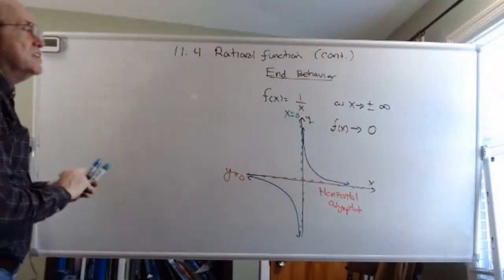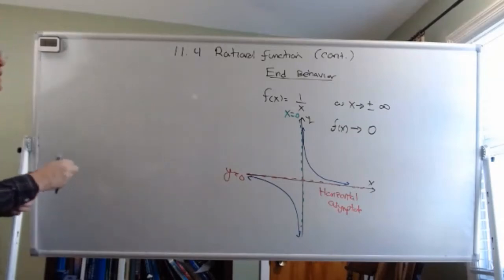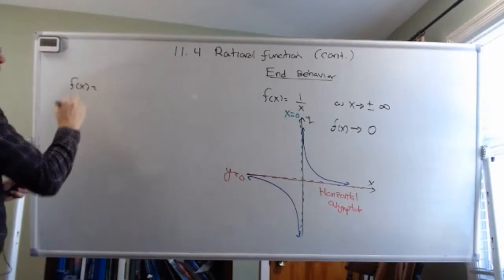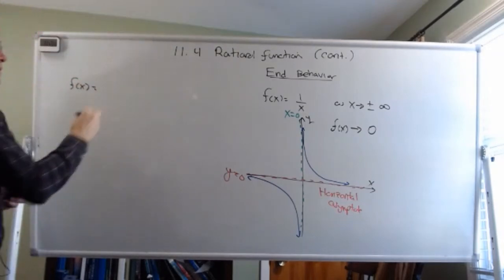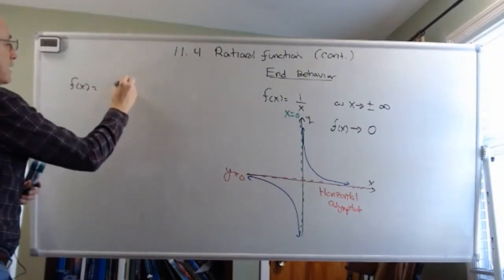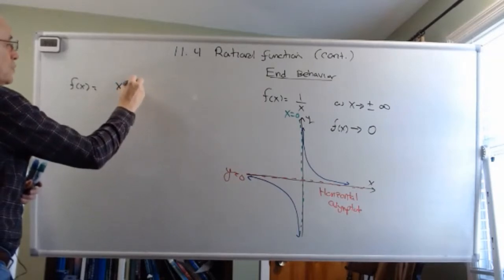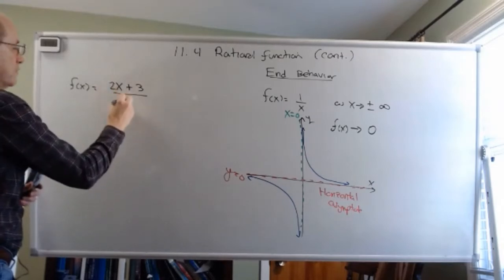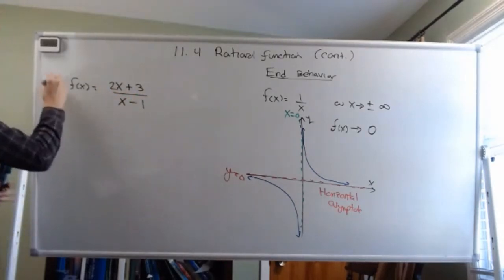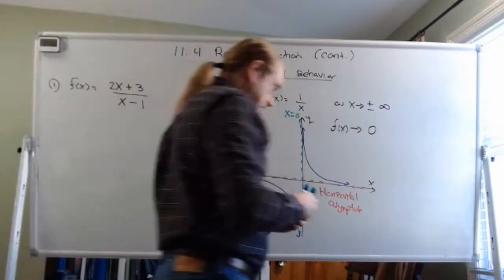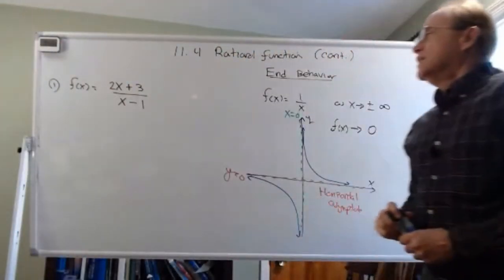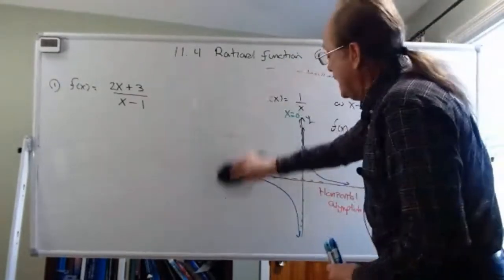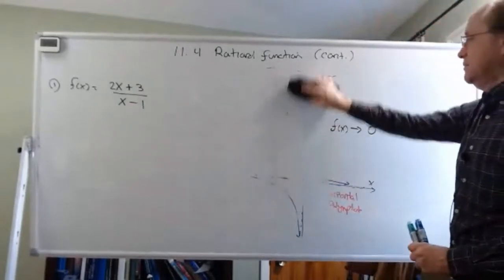So let's take a look at another example over here. Let's say we had the following: f of x is equal to 2x plus 3 over x minus 1. Let's take a look at this rational expression. Let's first start by analyzing and finding its domain. It's a relatively easy value.